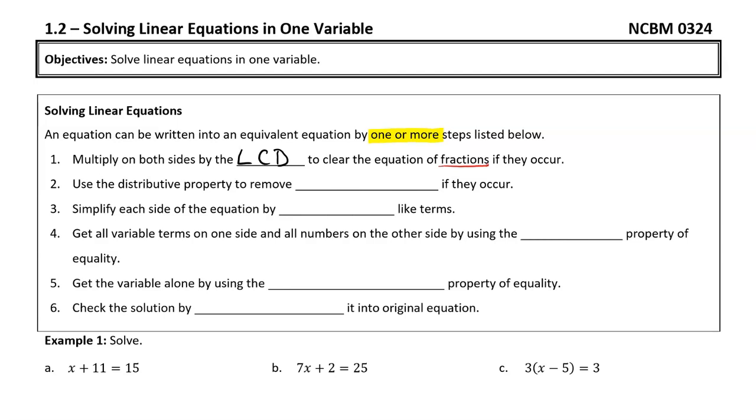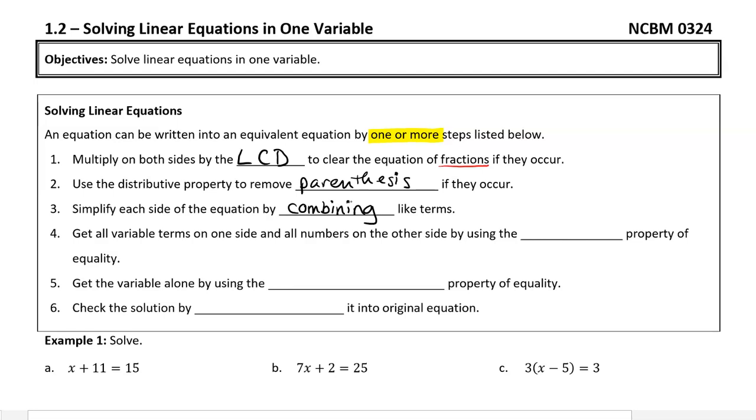The second thing we can try is to use the distributive property to remove any parentheses if they occur. So after getting rid of the fractions, let's look to see if we have any parentheses. If there is any, we'll use that distributive property. We'll multiply anything in front of the parentheses all the way through to clear out that notation. Once we have the parentheses out of the way, we're going to simplify each side of the equation by combining like terms. We did this a little bit at the end of the last section.